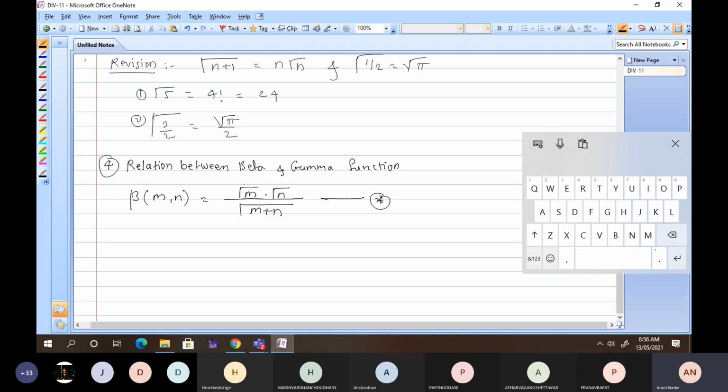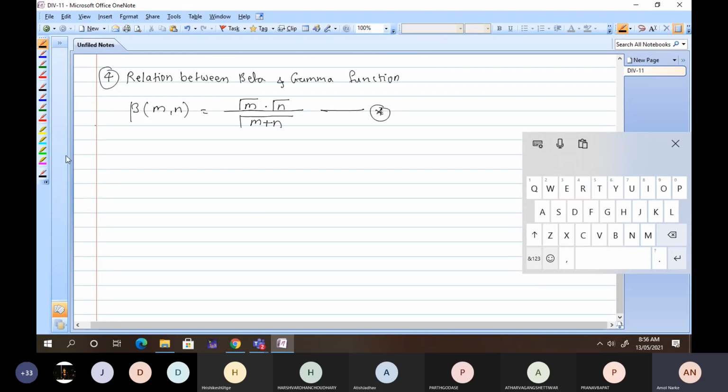Yes, sir. Okay, so let's solve some examples now. First example: now everyone knows how to find the gamma function and everything. So that's your task. You can easily find this. So, examples. That is what we have for the gamma function.